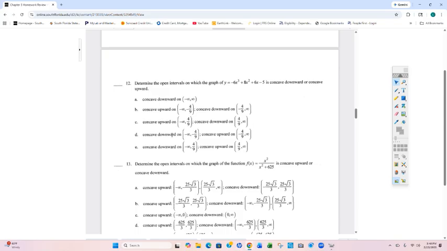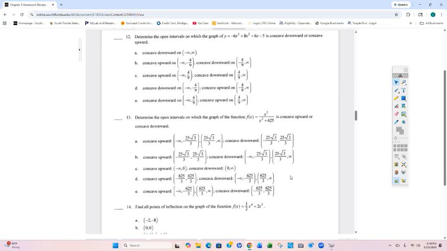Answer D, concave downward on the interval negative infinity to negative 4/9, concave upward on the interval negative 4/9 to infinity. Answer E, concave downward on the interval negative infinity to 4/9, concave upward on the interval 4/9 to infinity. The correct answer for number 12 is C, and that is from section 3.4.